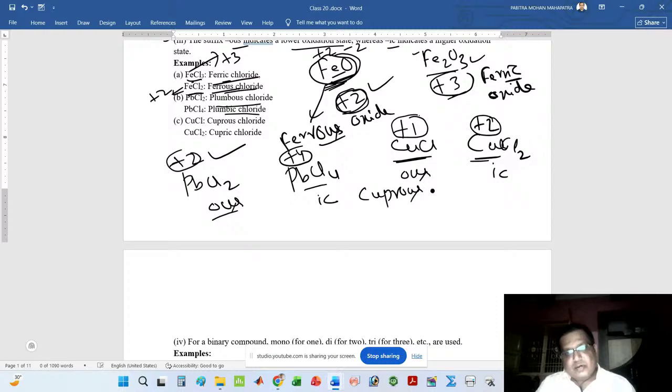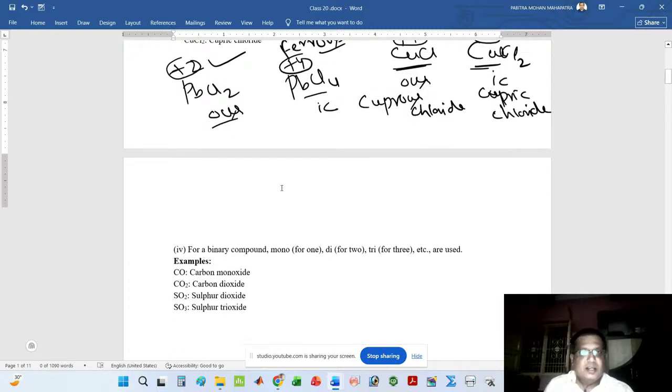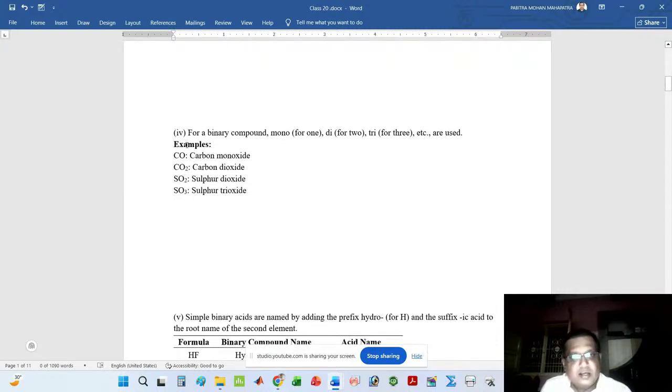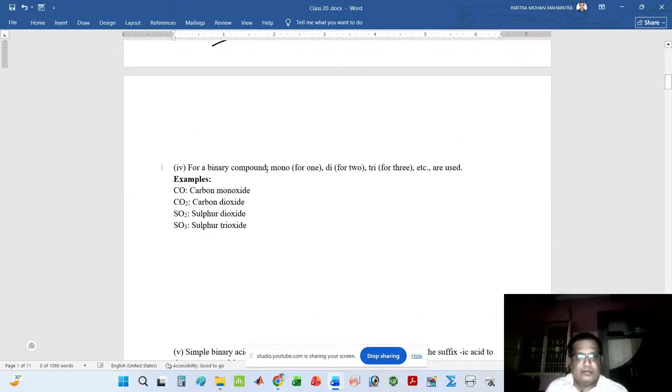Cuprous chloride. The name of CuCl2 means cupric chloride. That is your cupric chloride. One is cuprous chloride, another is your cupric chloride. Next, move to the next rule for binary compounds.